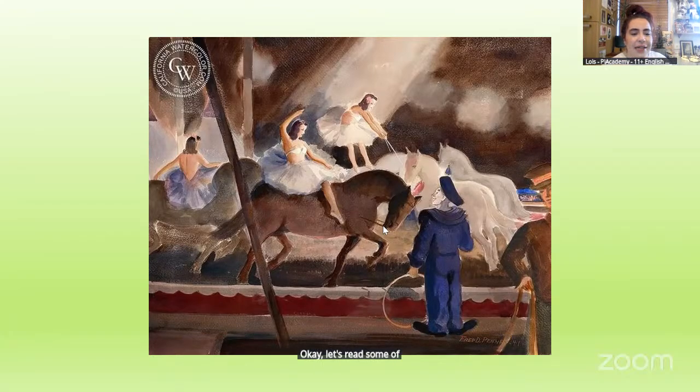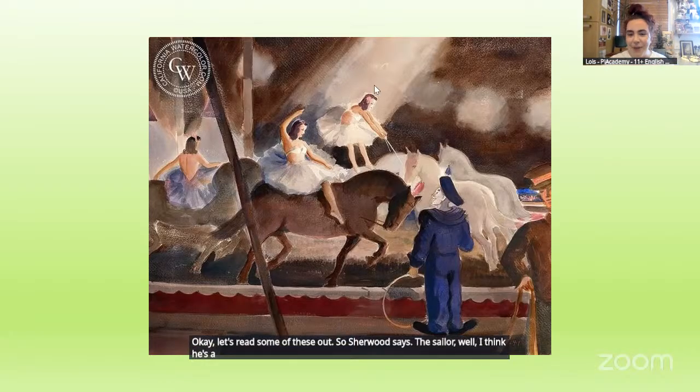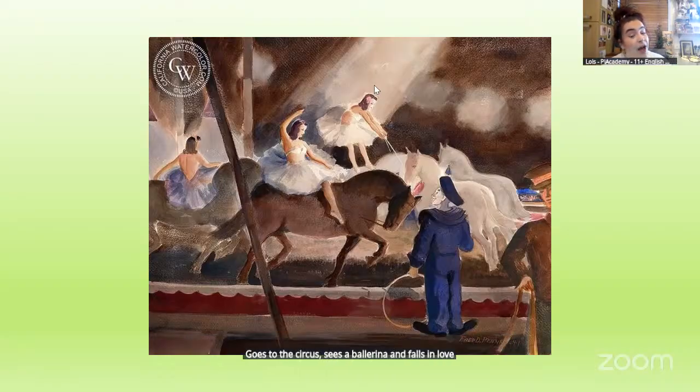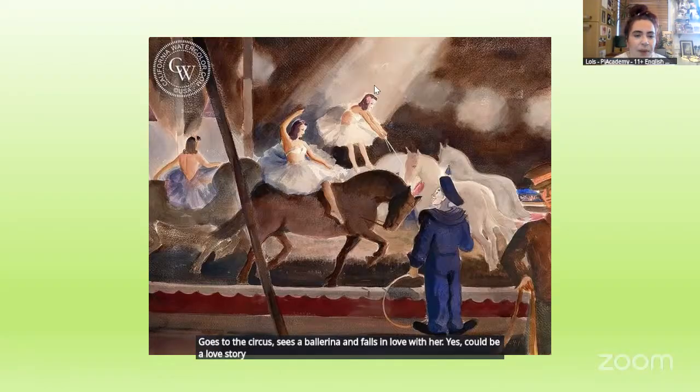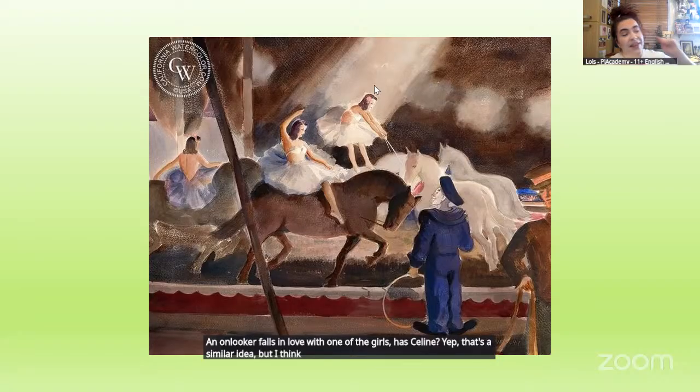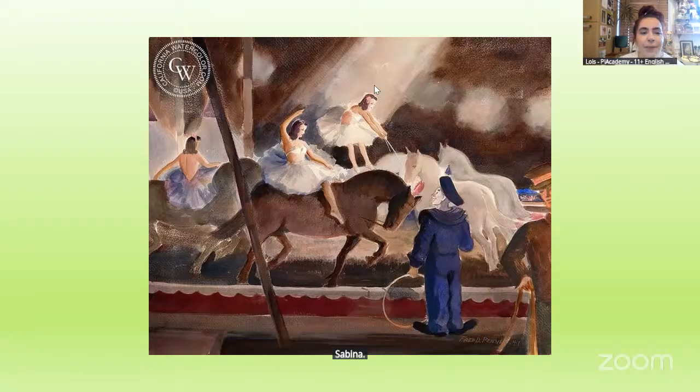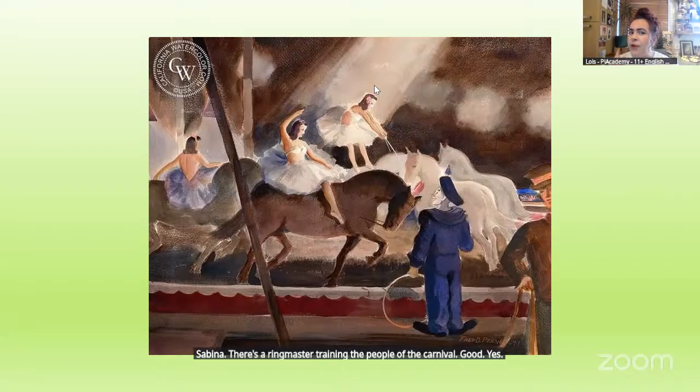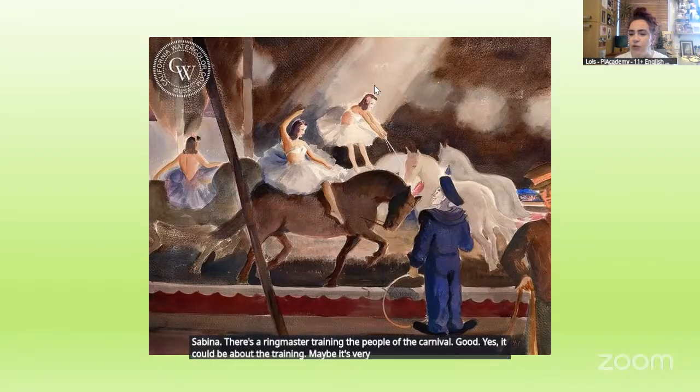So Sherwood says, the sailor, well, I think he's a clown, but I guess it could be a sailor, goes to the circus, sees a ballerina and falls in love with her. Yes, it could be a love story, a romance. An onlooker falls in love with one of the girls, says Celine. Yeah, that's a similar idea, but I think the way that he's gazing at her definitely suggests that he could love her. Sabina, there's a ringmaster training the people of the carnival. Good, yes, it could be about the training. Maybe it's very strict. Maybe it ends up causing drama.